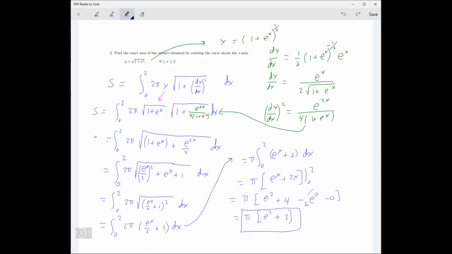Just because this piece is 1, so it's 4 minus 1. So 4 minus 1 is 3. There you go. Okay, any questions about that one?